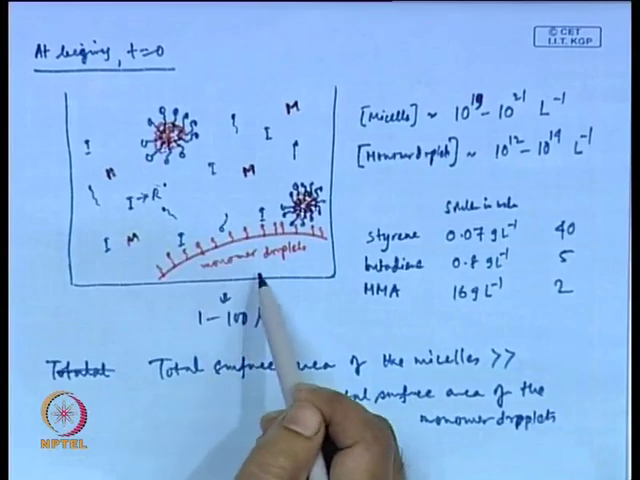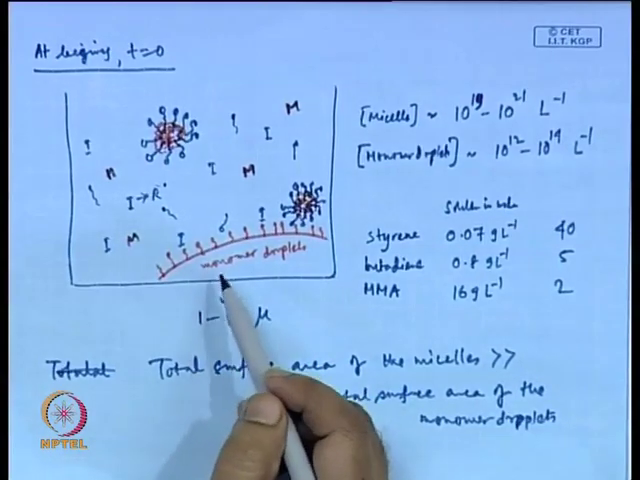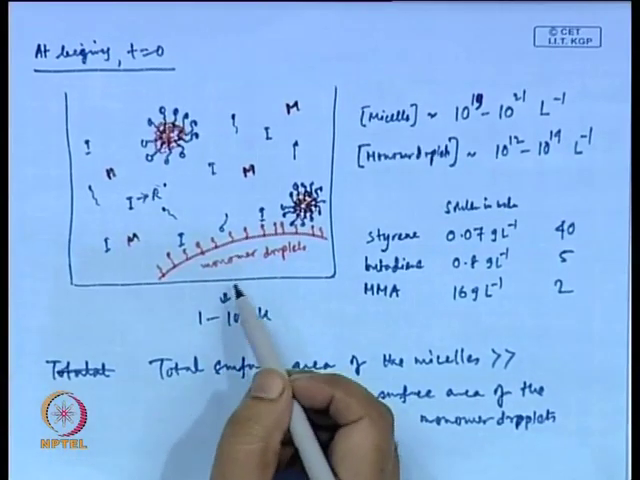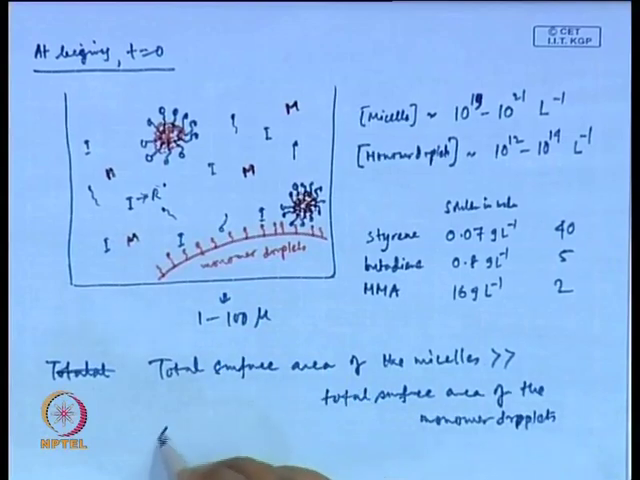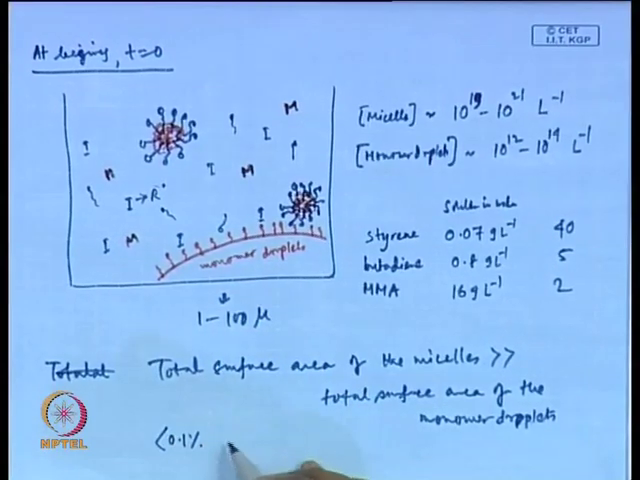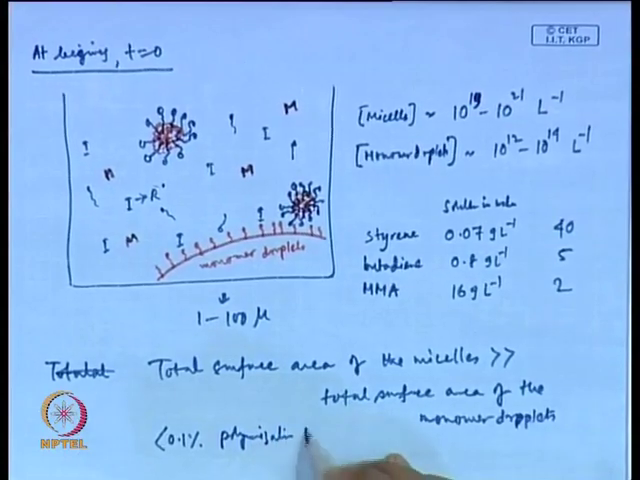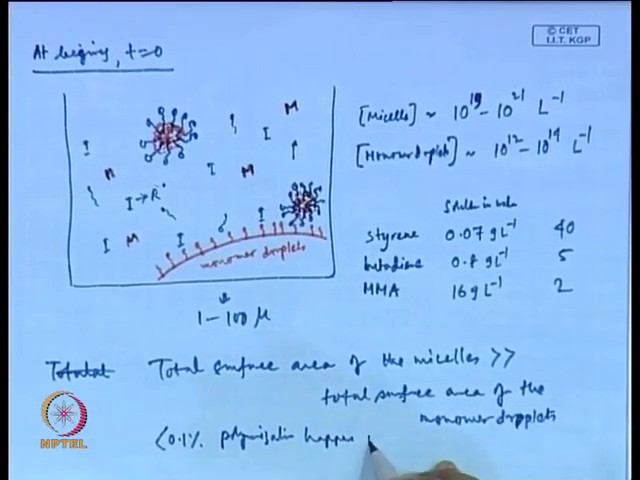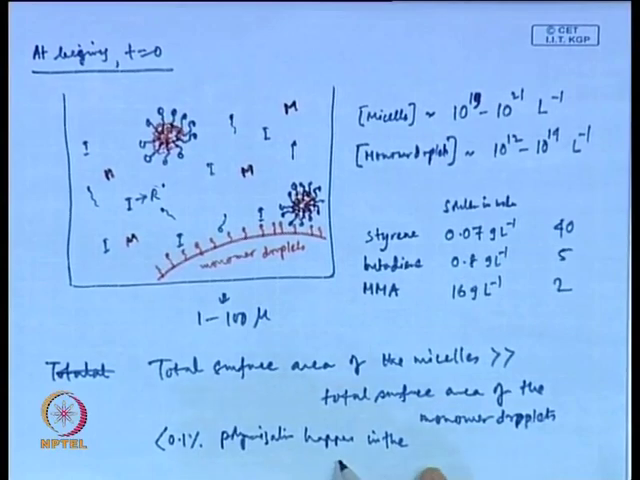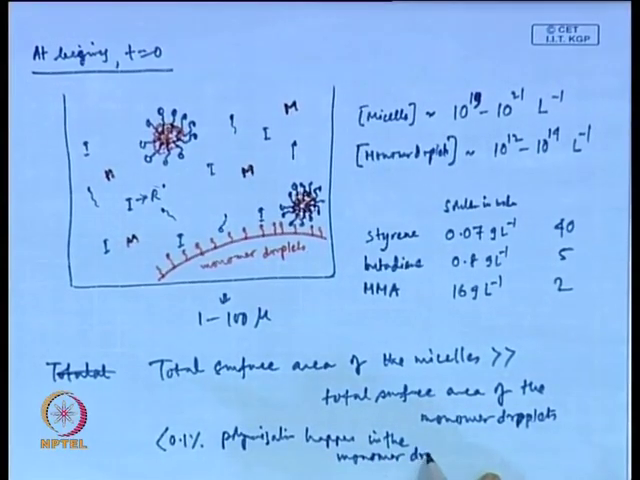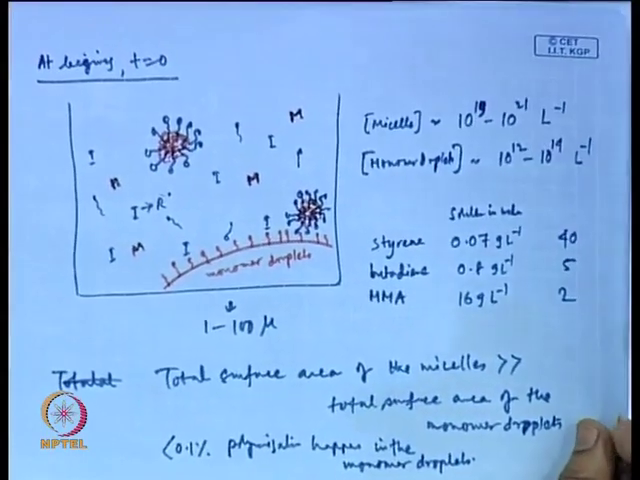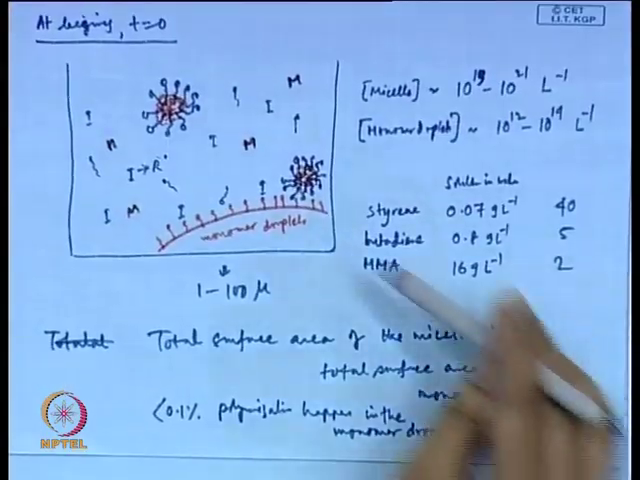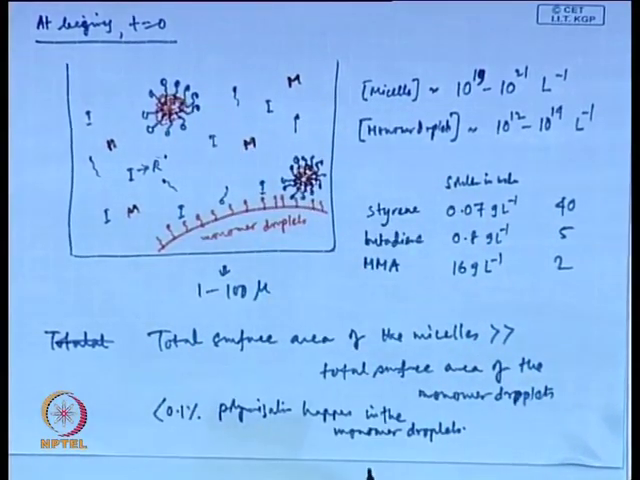Actually, if you stop the reaction after some time, you will find that less than 1%, actually less than 0.1%, of the polymerization happens in the monomer droplet. Most of the polymerization happens inside these surfactant micelles.